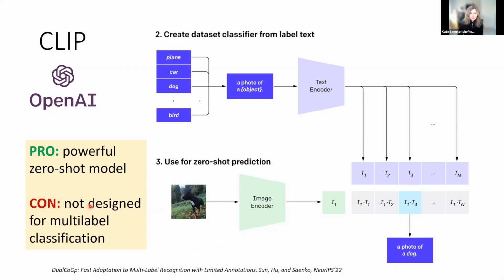But the downside of CLIP is that it's not designed for multi-label classification, or at least not as fully optimized as it could be, which is what we show in this paper.